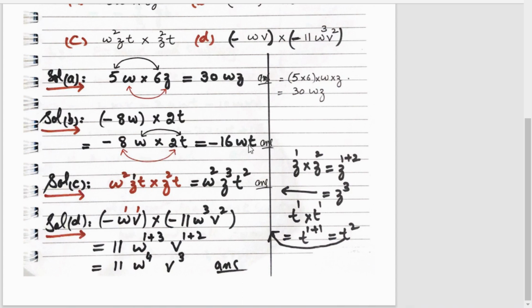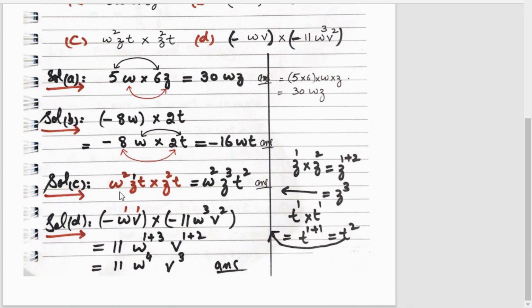will be written like this because these are not the same. So powers will not be added. We always add up powers when we multiply the same variable with the same variable, but now we are dealing with different variables. Now minus 16WT is the product of these two terms.